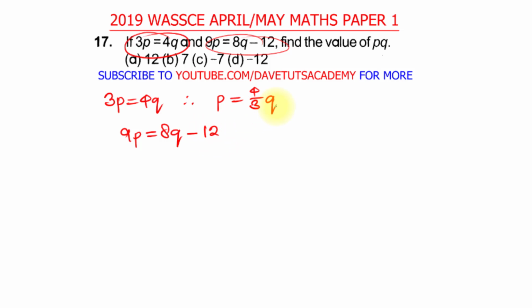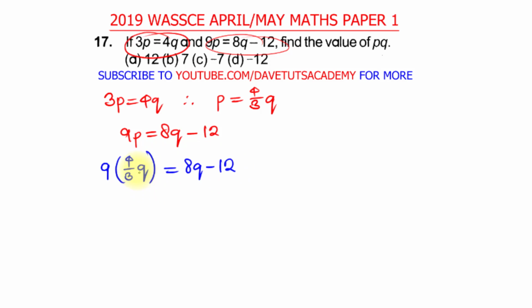And that value you can use in the second equation here by saying 9p is equal to 8q minus 12. So if you substitute for the value of p, then you can have something like 9p. Let me use blue ink. You can have something like 9p is equal to 8q minus 12, but instead of p, now since you have the value of p, you can say 9 multiplied by p, that will be 4 over 3 q, okay, is equal to 8q minus 12.